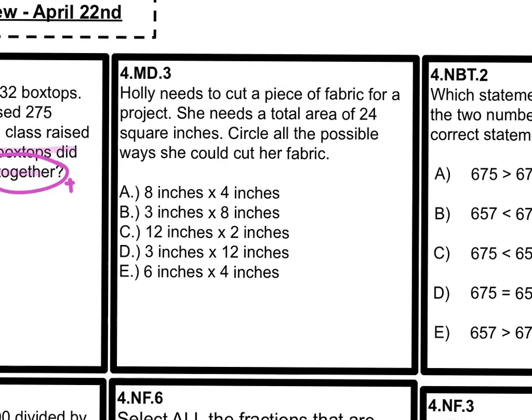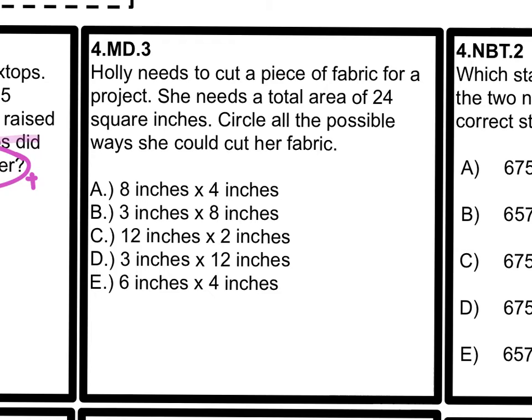The next one. Holly needs to cut a piece of fabric for a project. She needs a total area of 24 square inches. Circle all the possible ways she could cut her fabric. So the key here is to look at this word, she needs a total area of 24 square inches. That's going to be really important.